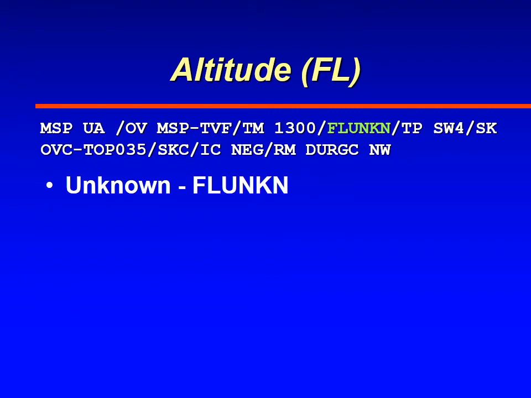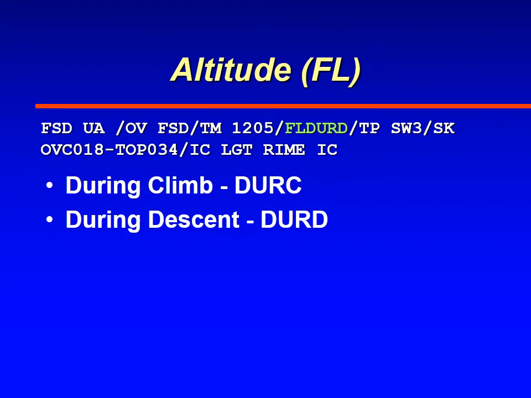If the report was made and the controller taking the observation didn't get the altitude from the aircraft, they'll put in FL for, of course, the flight level or the altitude, and then UNKN is unknown. And then, of course, you've got DURC and DURD. DURC indicates the aircraft was climbing during the climb, and DURD is the aircraft descending.